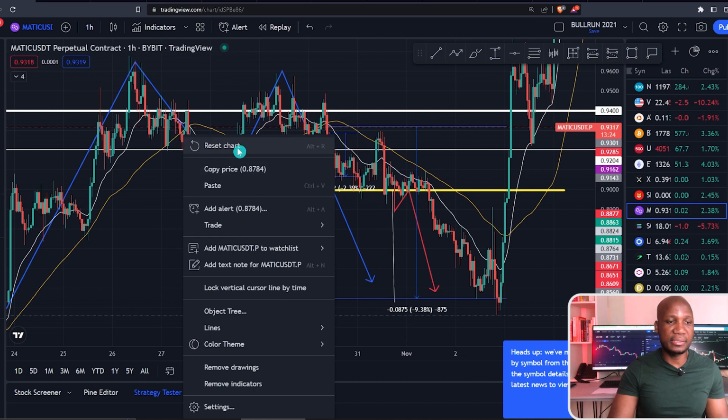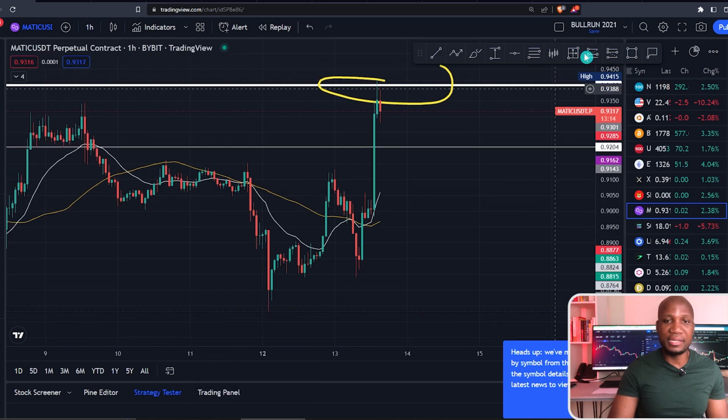So let's go ahead and reset this. Now let's go ahead and also place a trade. I'm going to be using Binance to place this trade because I have a $50 challenge on Binance.